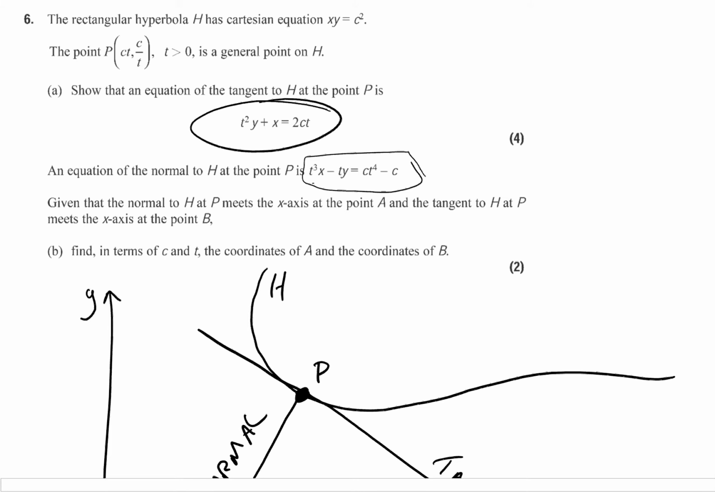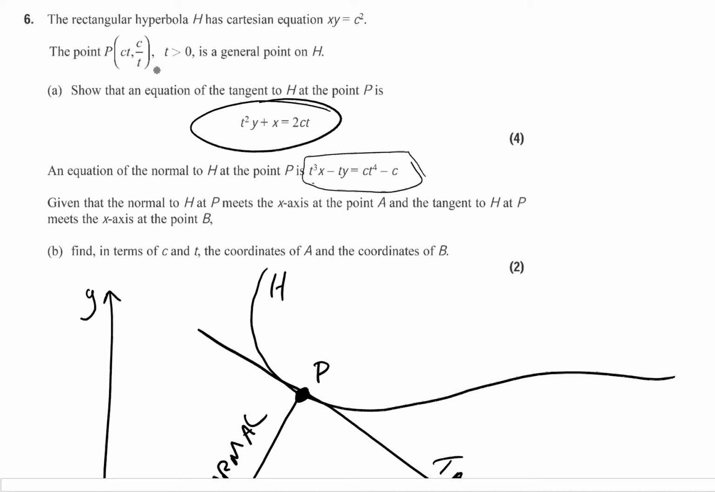Alright, in this video I want to talk you through question 6 part B of the June 2014 Edexcel FP1 exam paper. And if you remember, let's just have a little bit of a recap. In part A we were told that the rectangular hyperbola, which was denoted by H, has this Cartesian equation. We weren't bothered about what the hyperbola looks like, we were just bothered about what the equation was, this xy equals c squared.